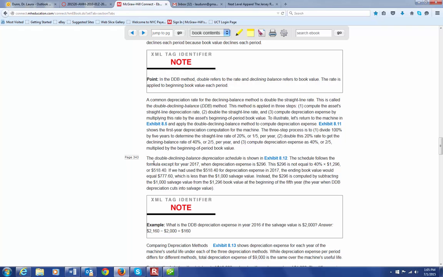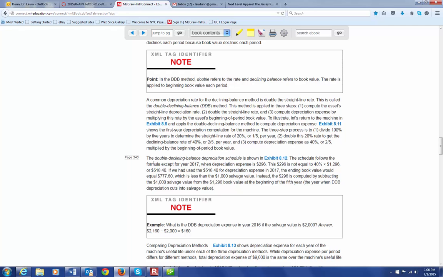And often they use something called the double declining balance method, which basically means 2 times the straight line method. So in this example here, you compute the asset's straight line depreciation rate, so you figure out what it would be using the straight line method, and then you double that. And then you compute the depreciation expense by multiplying this rate by the asset's beginning of period book value.